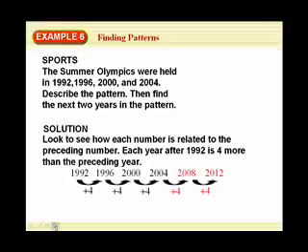So from 1992 to 1996, there's a difference of 4. Then from 1996 to 2000, that's 4. 2000 to 2004, that's 4. So every time the years are going up by 4. So notice they put a plus 4. So the next 2 years would be 2008 and 2012.